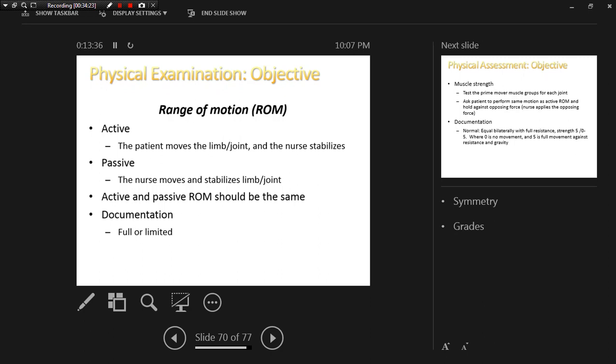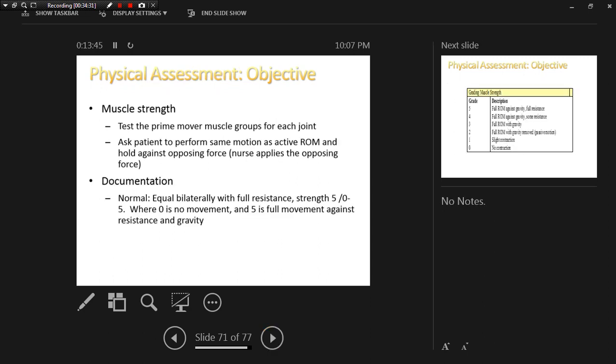And so we were going to be documenting as it's full range of motion or limited. And obviously we go much more in detail with the limited range of motion. So when we're testing muscle strength, we're doing it on a grading muscle scale of 0 to 5. And so the highest would be 5 out of 5, and then the lowest would be 0 out of 5. And so we're really testing muscle strength to gravity or to resistance.